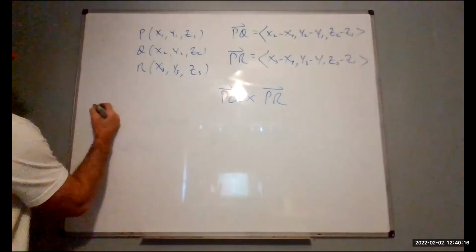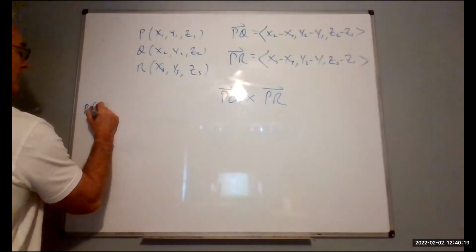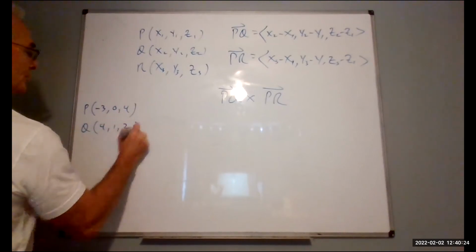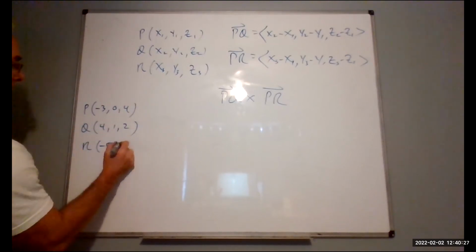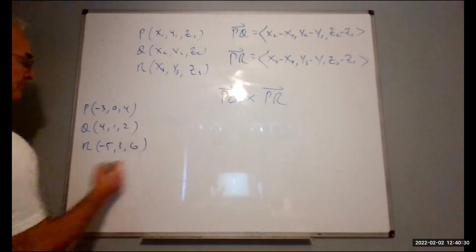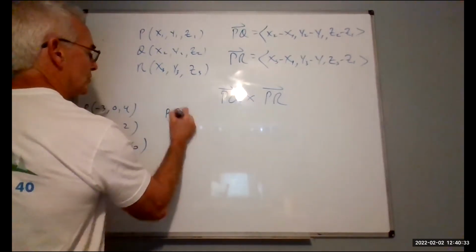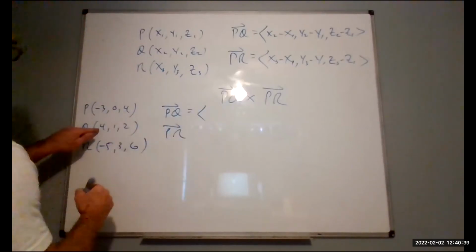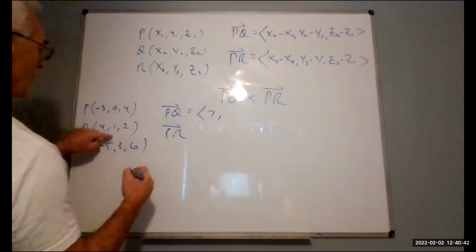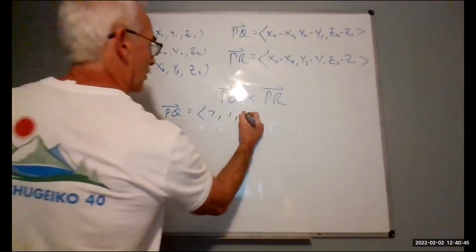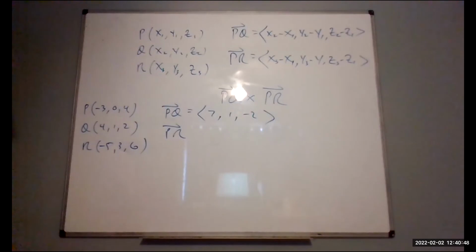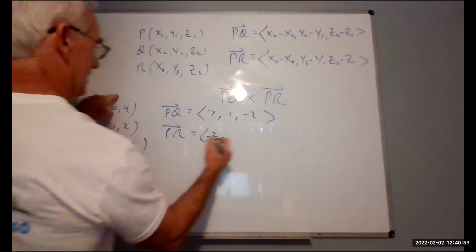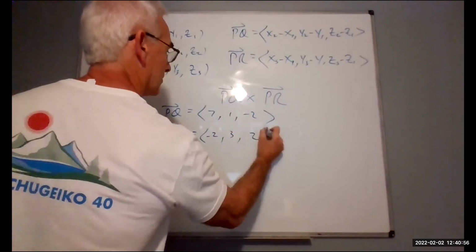So let's do a simple example of this. Let's suppose my P was -3, 0, 4. Q was 4, 1, 2. R is -5, 3, 6. Then PQ and PR are the following 2 vectors. PQ: 4 minus -3, that's 7, 1 minus 0, 2 minus 4. That's a vector in space now. PR: -5 minus -3, 3 minus 0, 6 minus 4.